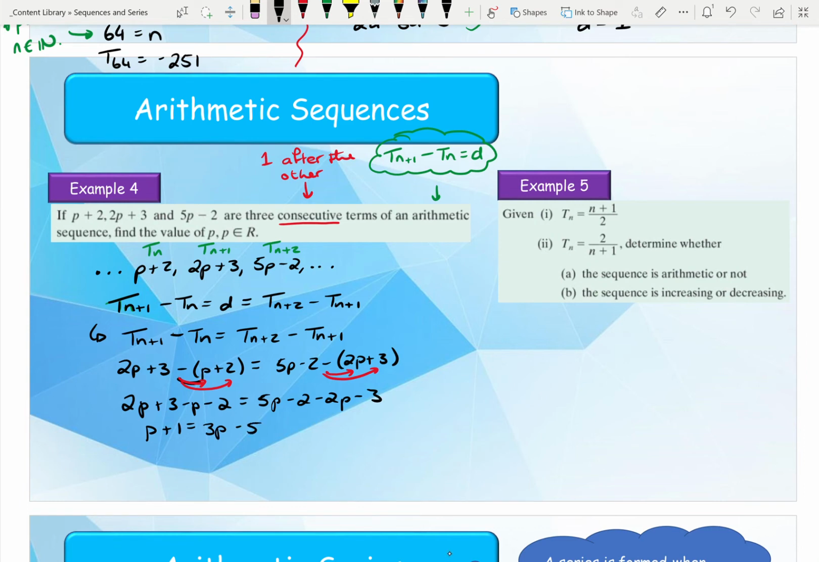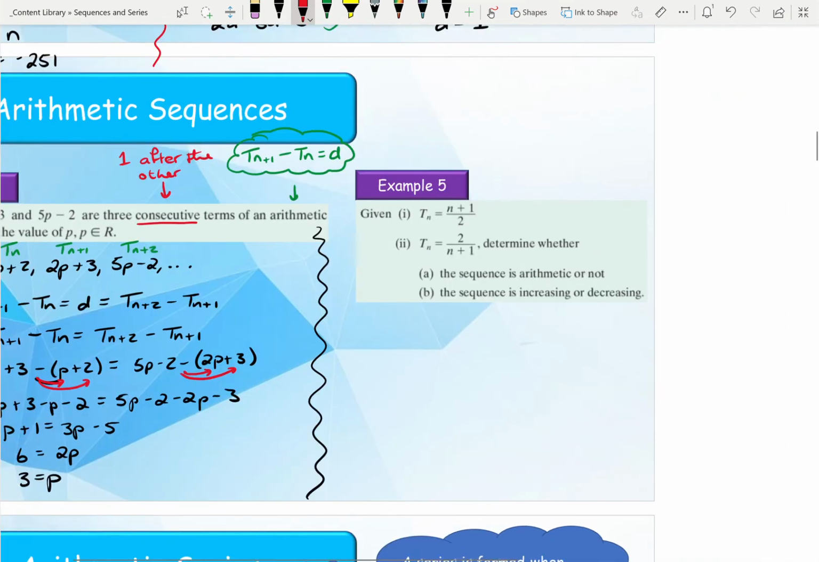So I'm going to bring my 5 over and my p across, which means I get 1 plus 5, which is 6, equals 3p minus p, which is 2p. So nice and simply now I have p is equal to 3. So again guys, if you want to take a second to pause it there, that's my example 4, and our last example we're going to do on arithmetic sequences is we're going to look at example 5.